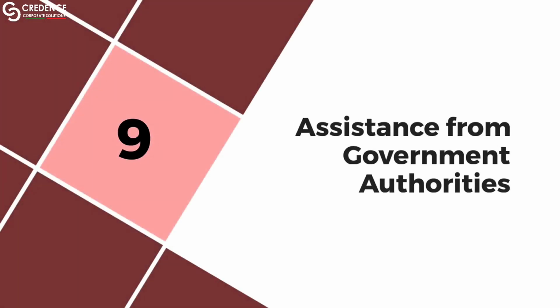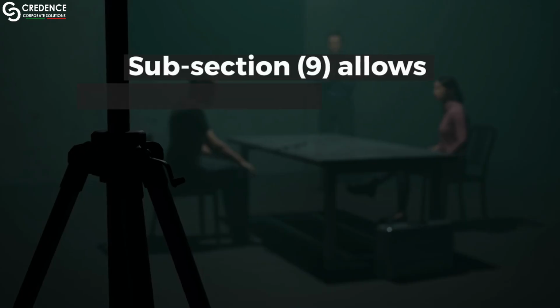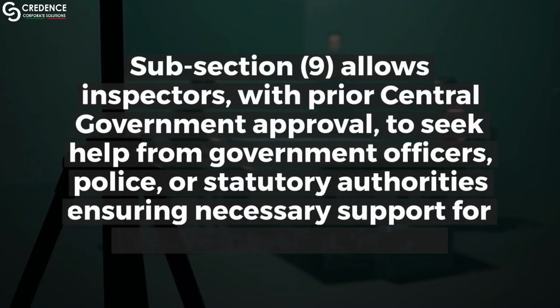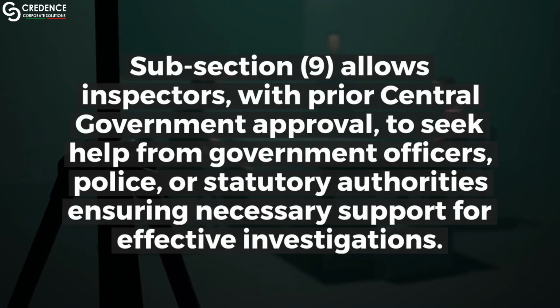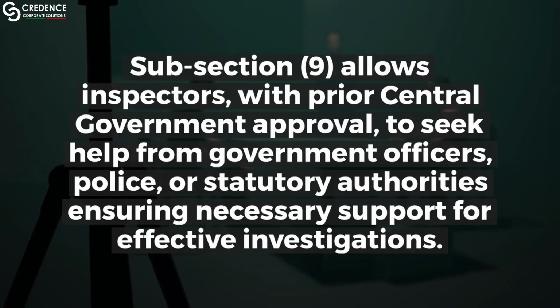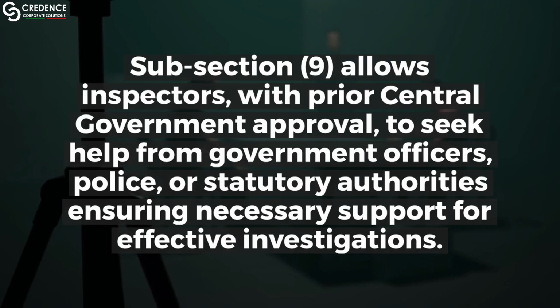9. Assistance from government authorities. Subsection 9 allows inspectors, with prior central government approval, to seek help from government officers, police, or statutory authorities, ensuring necessary support for effective investigations.